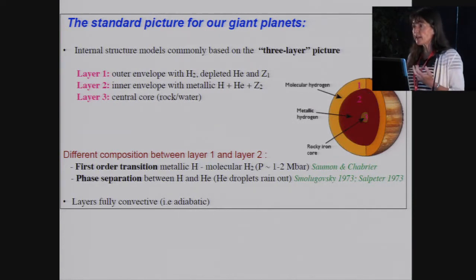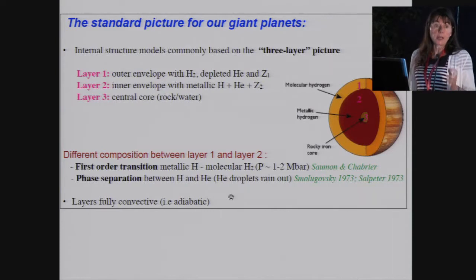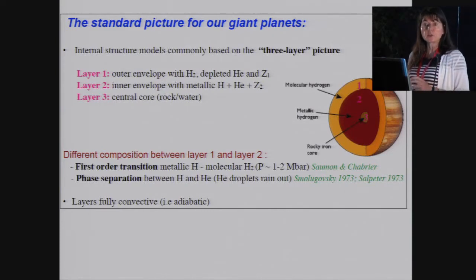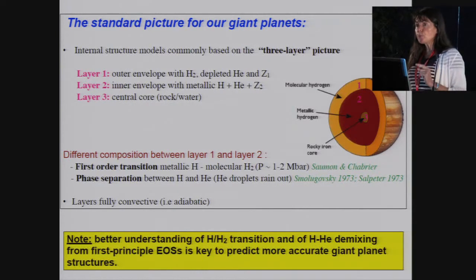So this is basically the idea of having those 3 layers, or at least having those 2 separate layers, 1 and 2. And the other important assumption made in any kind of planet or exoplanet model is that the gaseous, plasma interior is fully convective, and the convection is fully adiabatic. Here, what I want to point out is that the existence or possible existence of layer 1 and 2 depends on those processes I've mentioned.